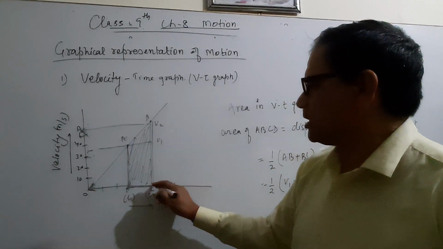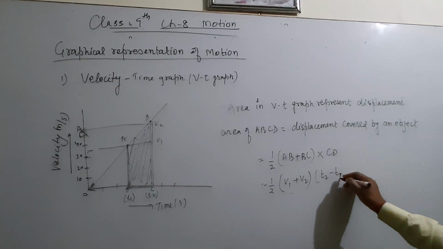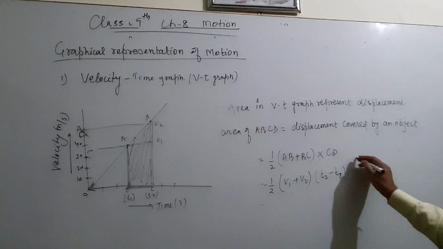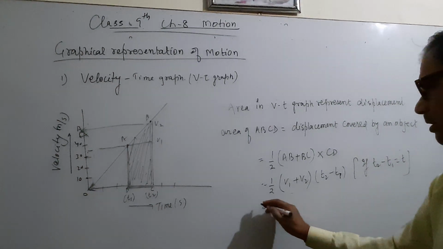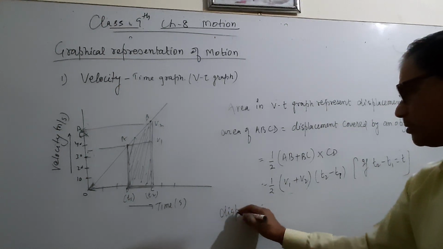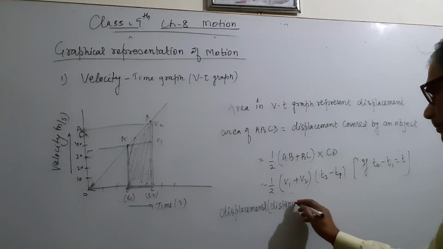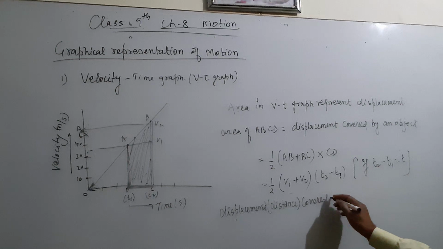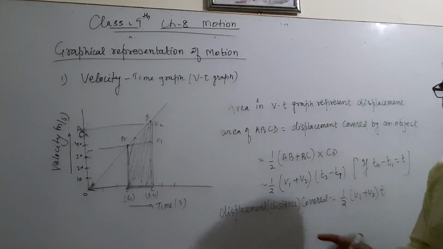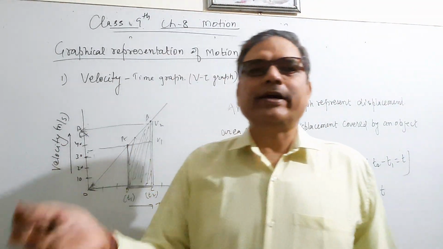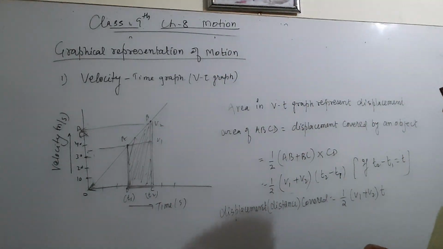Multiplied by T2 minus T1, and we can represent T2 minus T1 as T. Then the displacement or distance covered is equal to half V1 plus V2 into T. It means from the area under the VT curve we can find the displacement or distance covered by an object. Is it clear?